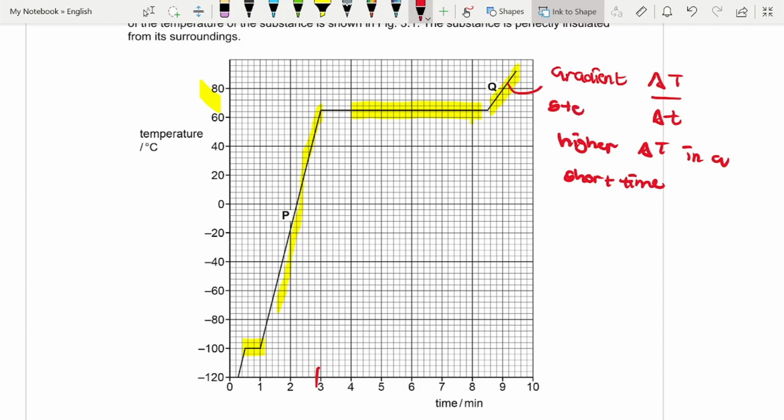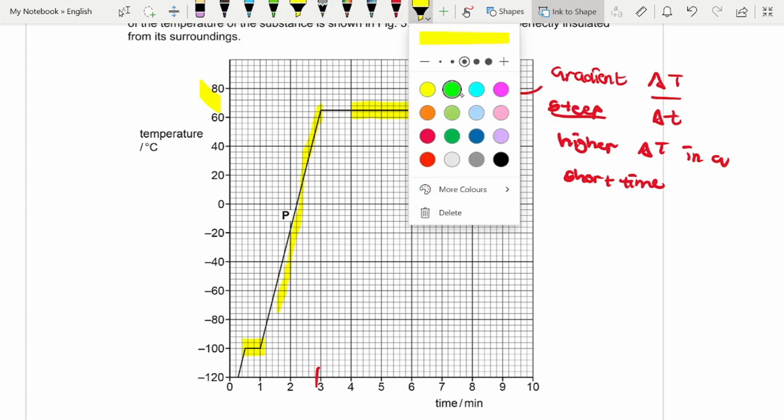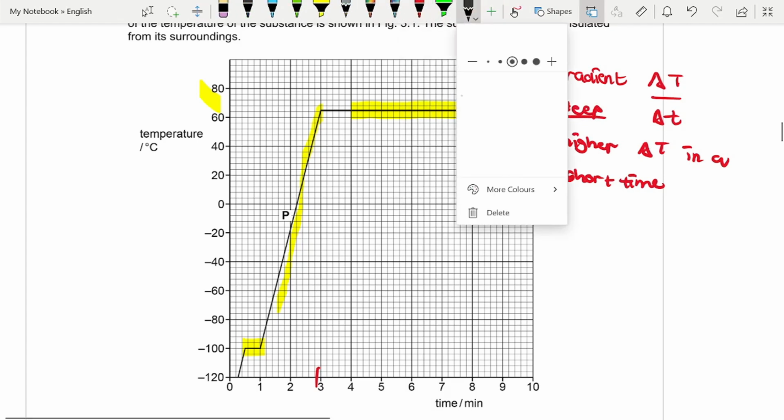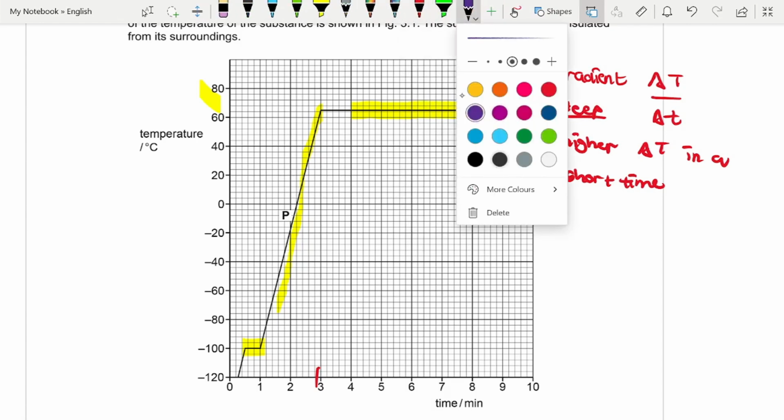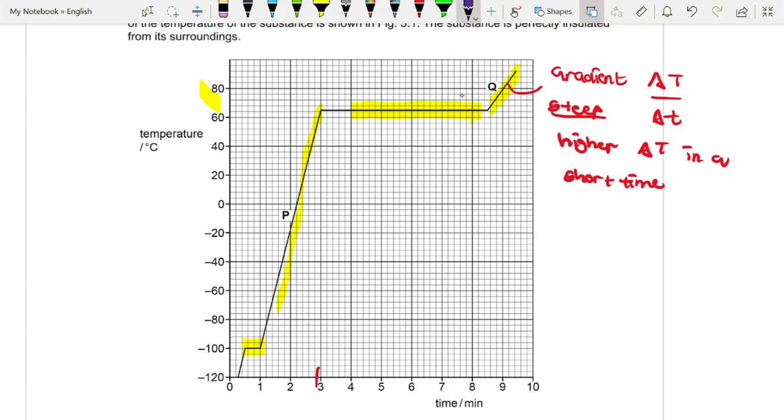Oh, this is for it being steeper, right? But if it's less steep, let's look at that. If it's less steep, what we're going to see is a lower delta T over a longer time. So it's going to take longer for a change in temperature.